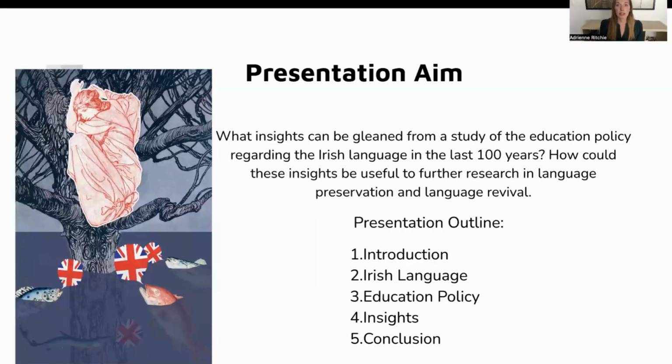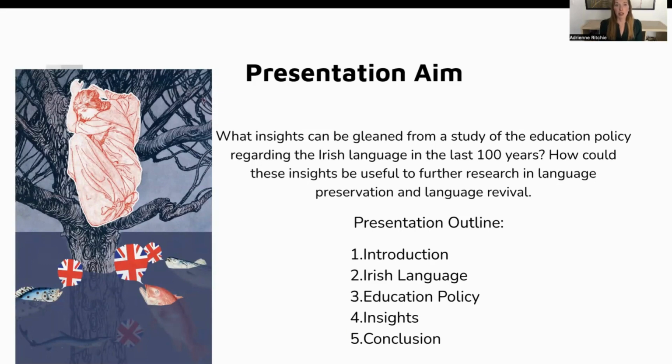So the purpose of my presentation is to focus on the last 100 years of education policy regarding the Irish language in the Republic of Ireland and how it has influenced the percentage of the population that speak the Irish language. My presentation will go as follows.